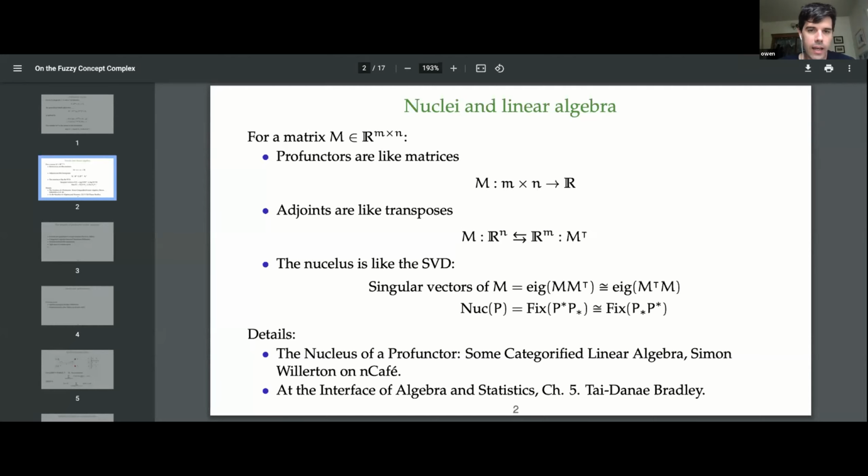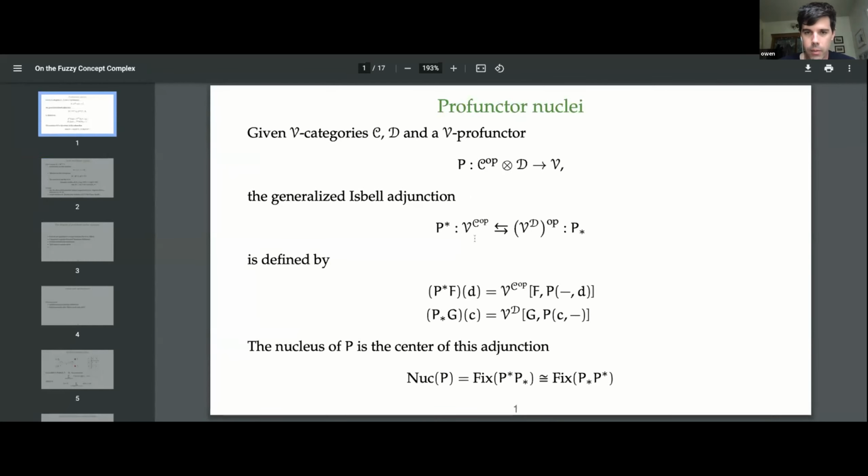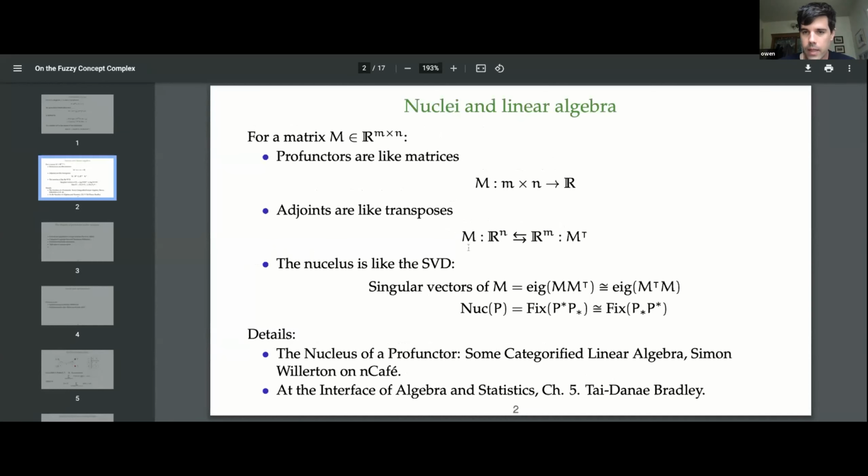Next step is that adjoints are a little bit like transposes. So here we had P upper star and P lower star relating V to the C and V to the D. Here we have M and M transpose relating R^n and R^m. And then the punchline is that the nucleus of the profunctor is a little bit like the singular value decomposition of the matrix. The right and left singular vectors of M are just the eigenvectors of M transpose M and M M transpose, which looks a lot like the definition of the nucleus as the fixed point of P upper star, P lower star, and P lower star, P upper star.